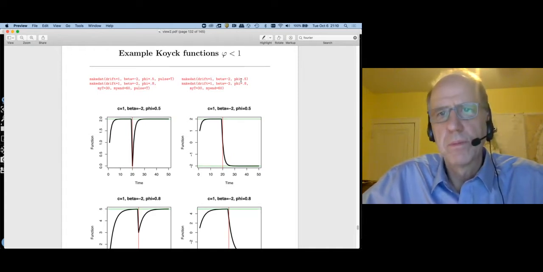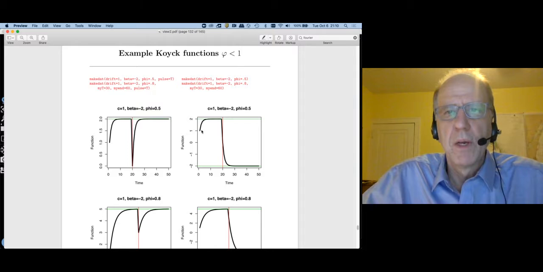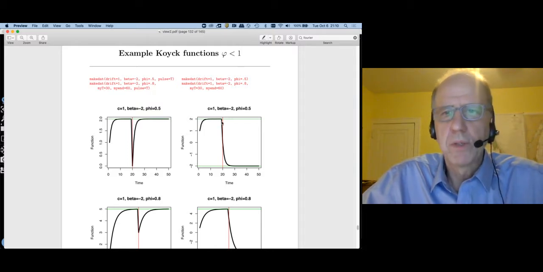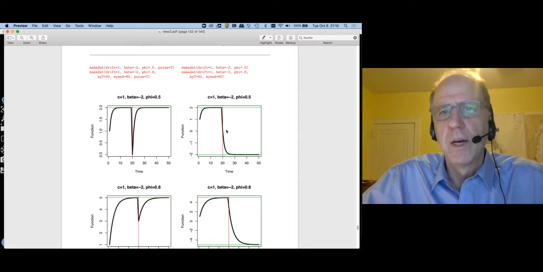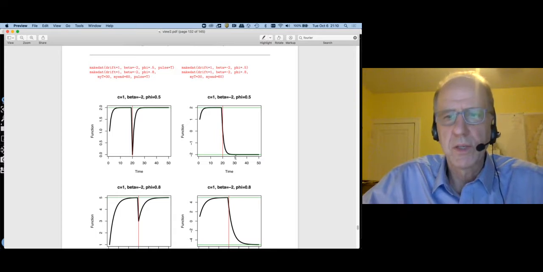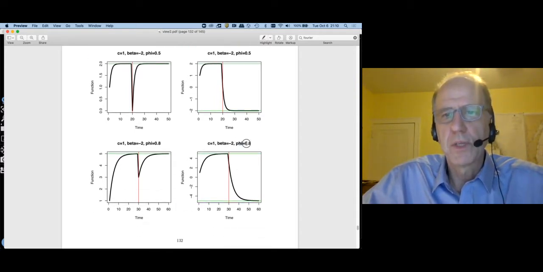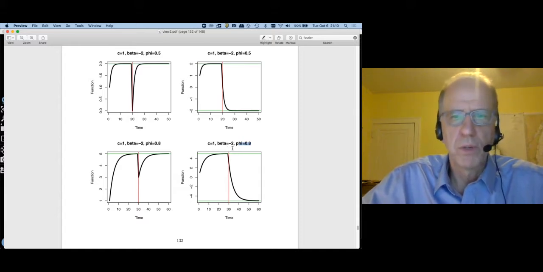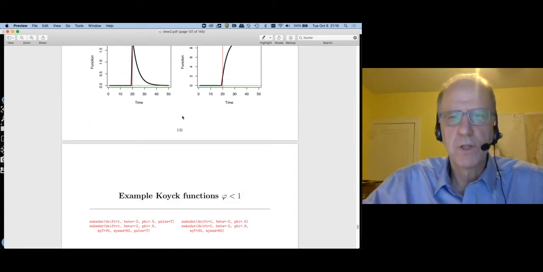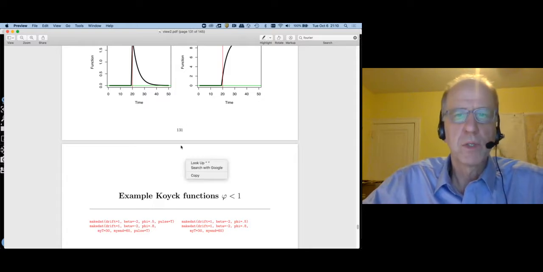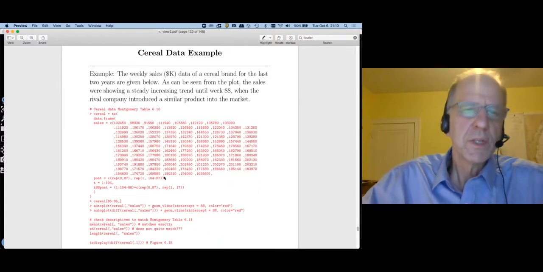Let's try some without pulse, so in other words, step functions. Here things go up, something happens, the competitor does something to us, and our sales fall to some new level. So that happens at c plus beta over 1 minus phi, which would be minus 2 in this case. And if you slow things down by changing phi, you'll see it approaches these limits more slowly. So the point I'm trying to make with all this is you can get a wide variety of functions by playing with this function. Let's go take a look at an example.